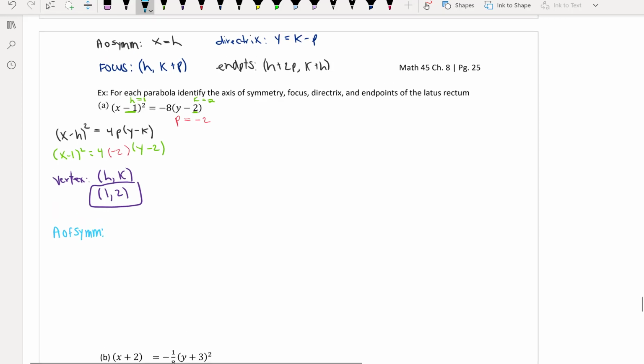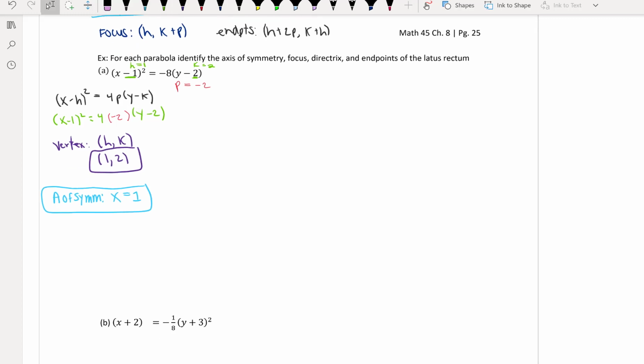So the axis of symmetry is just going to be my x is equal to h. So that h value is 1. So now I have my axis of symmetry. Okay. The next thing that I'm going to be wanting is the foci.